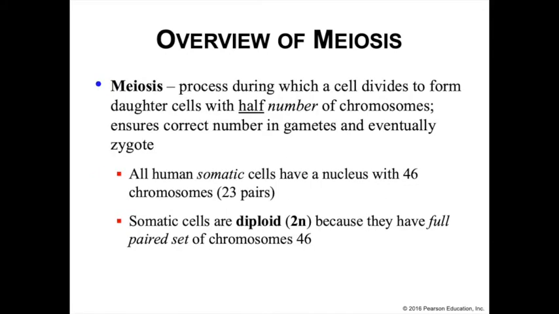The whole point of meiosis is to have half the number of chromosomes. So remember, somatic cells have 46. They're going to be considered diploid because they have that full set. Sex cells are considered haploid, H-A-P-L-O-I-D, because they only have half the number.